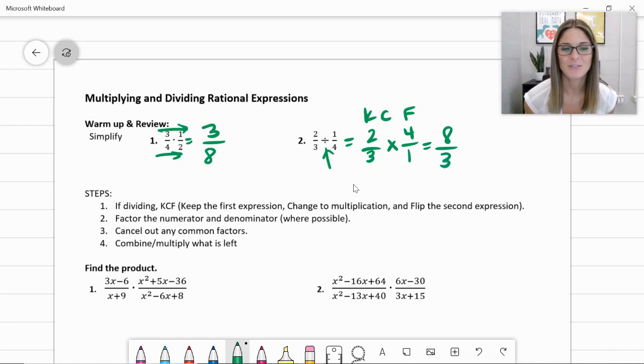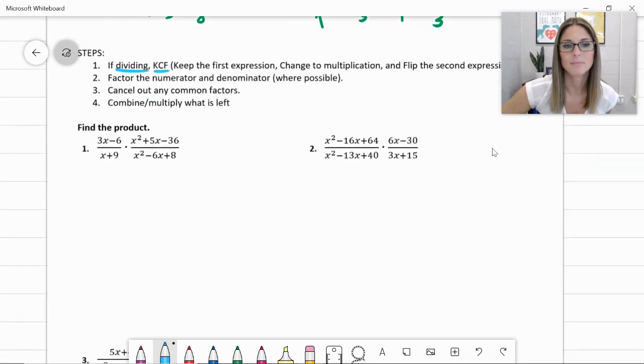So we are going to do very similar things here with our polynomials. Our steps here, if you are dividing, you are going to use that KCF strategy of keeping the first expression, changing it to a multiplication problem, and then flipping your second expression. And then we're going to follow the steps that we did for simplifying. We're going to factor our numerator and denominator when possible, cancel out those common factors, and then combine or multiply what's left over. You're going to see this is very similar to our last lesson.